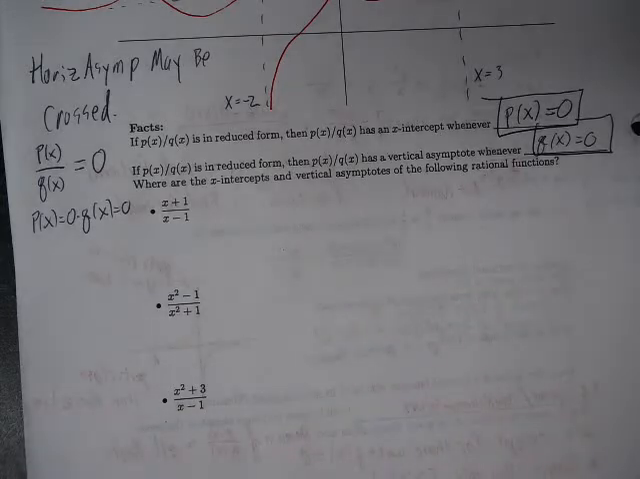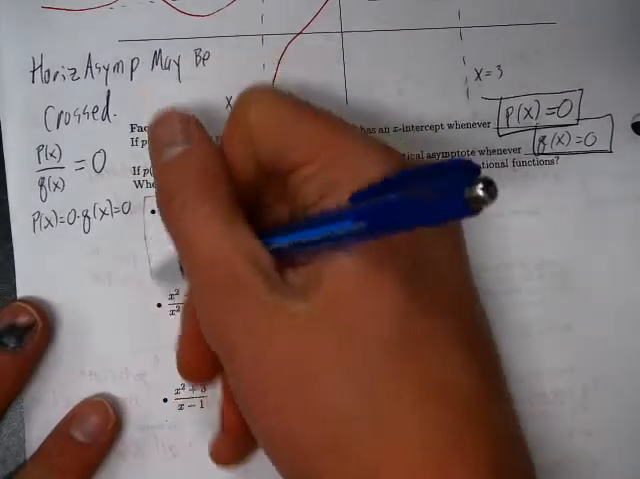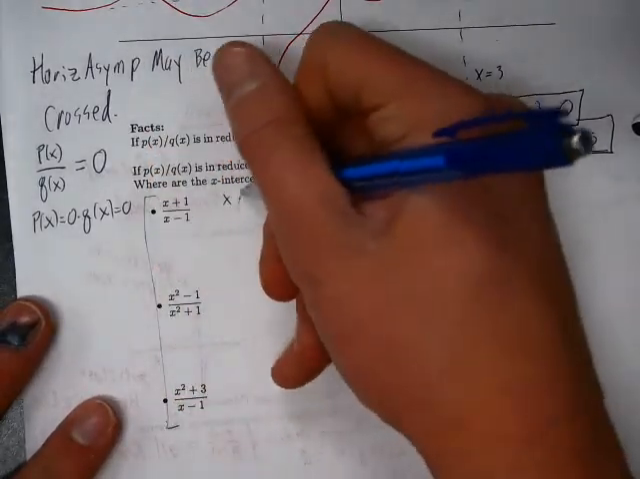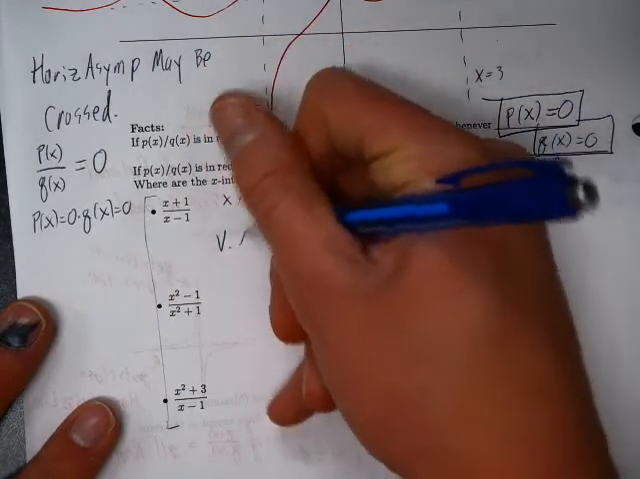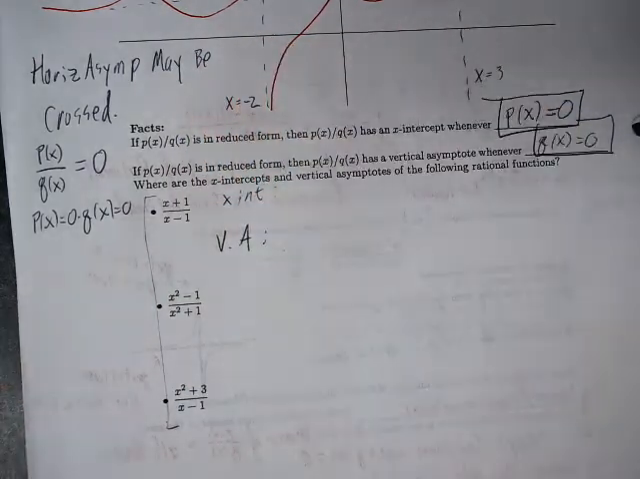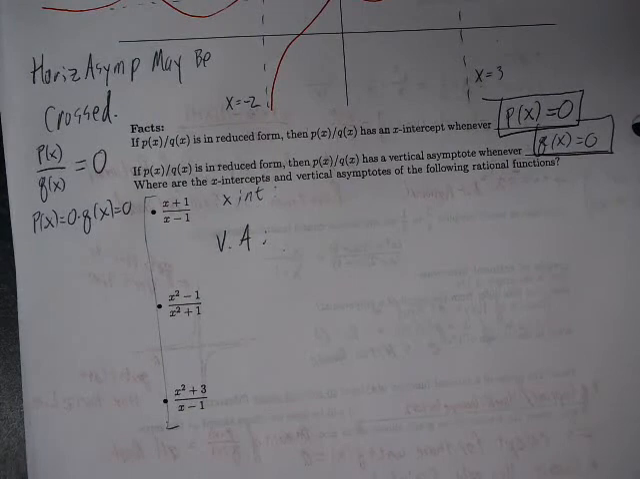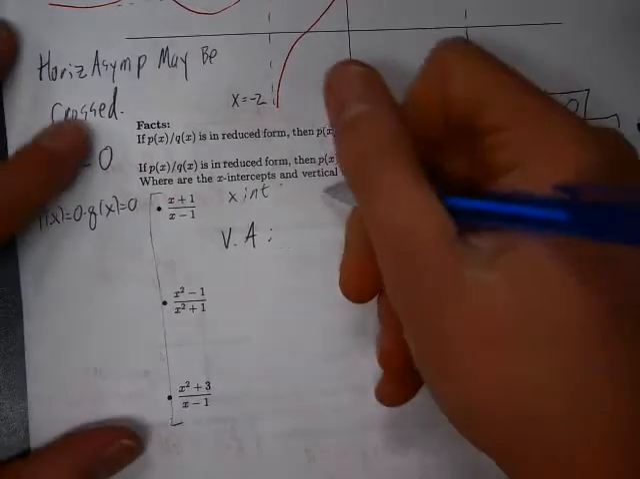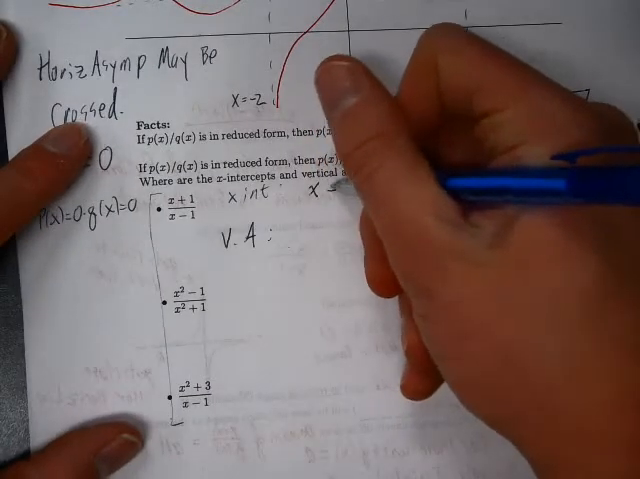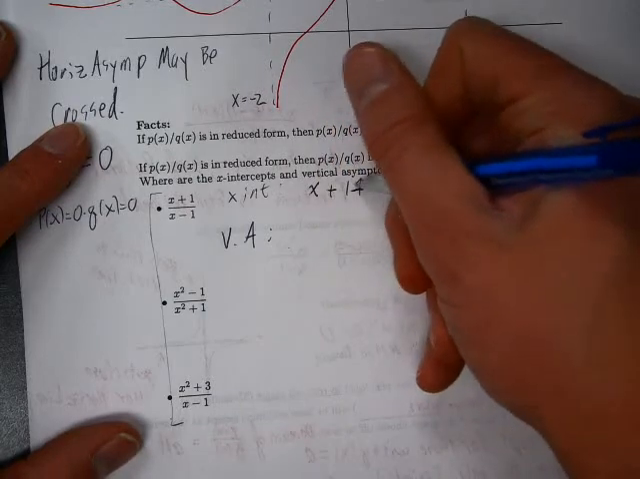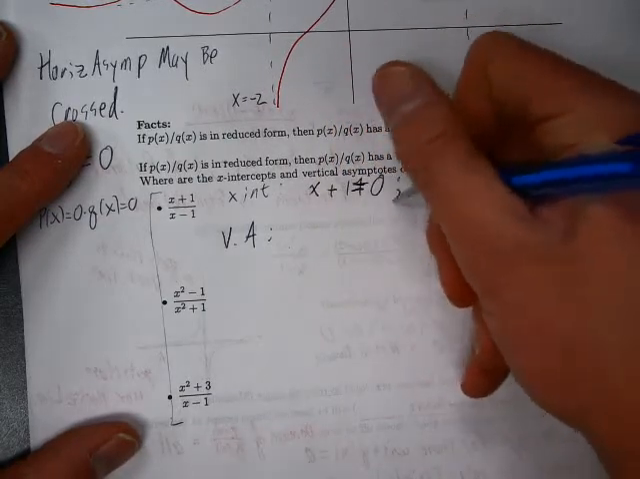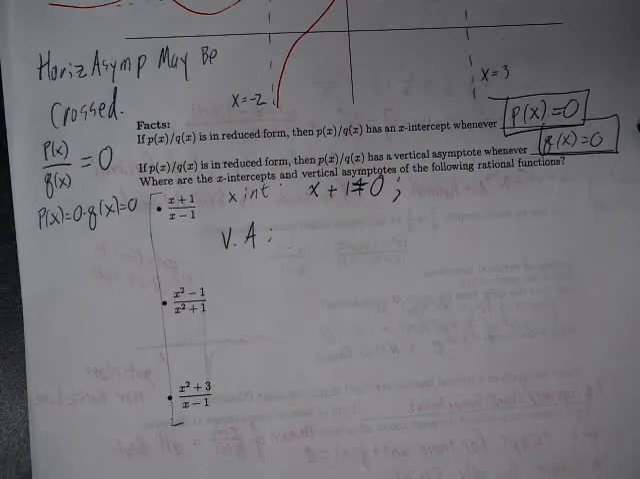So with just those two statements, let's find the x-intercepts and the vertical asymptotes for these functions. These aren't meant to be difficult. To find the x-intercepts, I should set the numerator equal to 0. So that means I should set x plus 1 equals 0. What x value will that give me? Good.